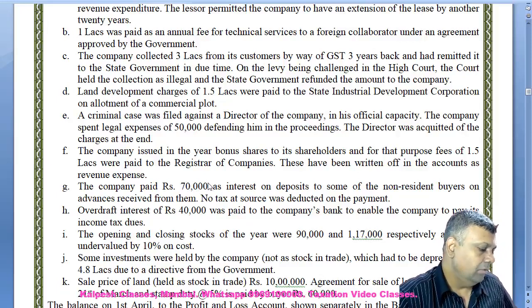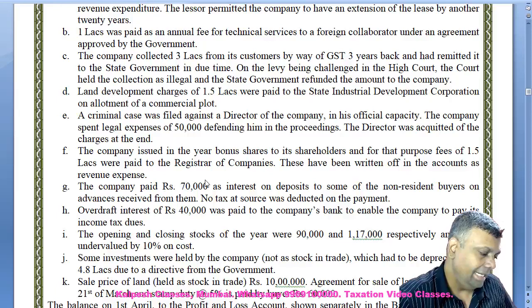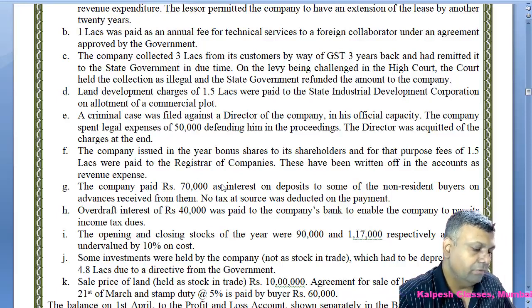D. Land development charges of 1.5 lakhs were paid to the State Industrial Development Corporation on allotment of a commercial plot. E. A criminal case was filed against the director of the company. In his official capacity, the company spent a legal expense of rupees 50,000 defending him in the proceeding. The director was acquitted of the charges at the end. F. The company issued bonus shares to its shareholders in the year and for that purpose a fee of rupees 1.5 lakhs was paid to the registrar of companies. These have been written off in the accounts as a revenue expenditure.